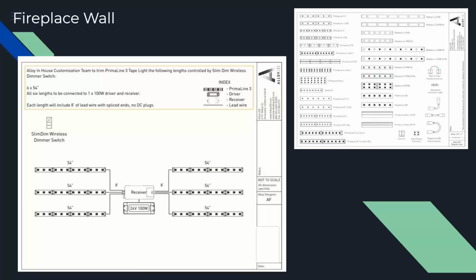So let's say, for example, we have a left side and a right side of this fireplace wall. And let's say that the lengths were different. Okay, so what Alloy would do is they would have it labeled. So it would say left wall, top shelf, 48-inch length. Middle shelf, right wall, 63-inch length. So they would call out where each one went on both the explanation sheet, the layout, the quote form, everything. So again, makes it really great for the installer.